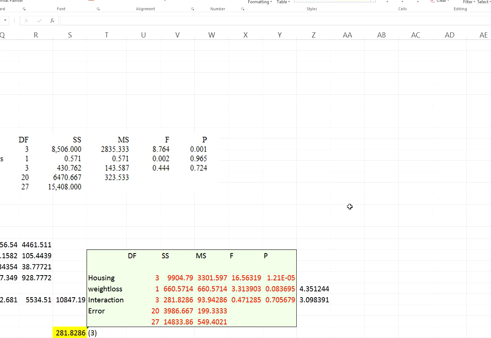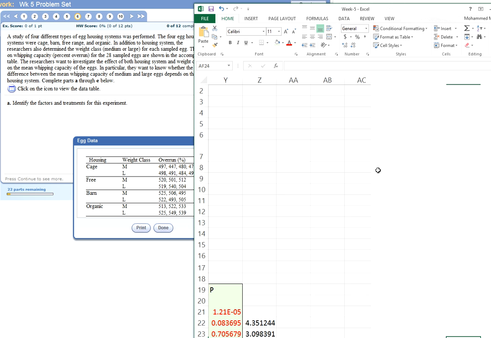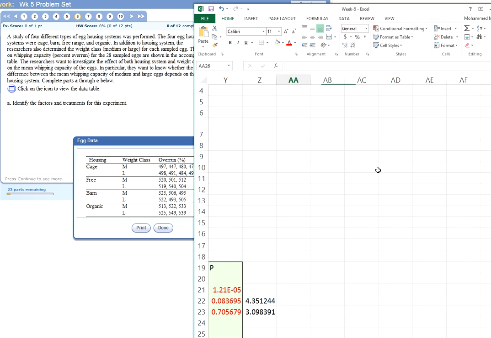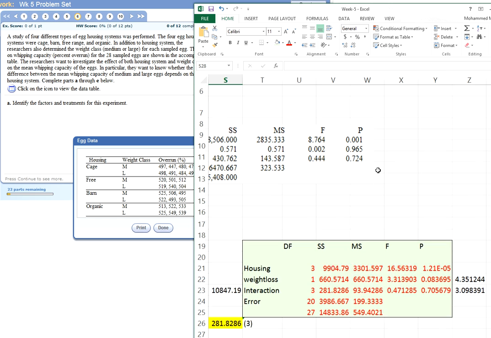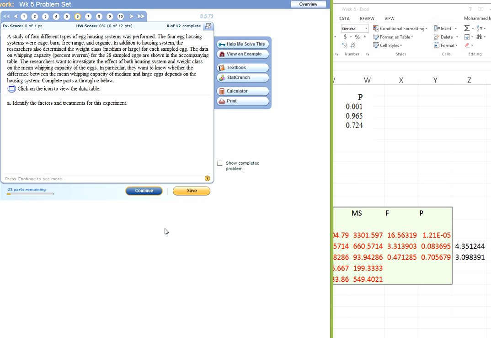Let me just shrink it a little. Okay, so this is my ANOVA, analysis of variance table. I already have the output. Now let me go, I'm done with this one.